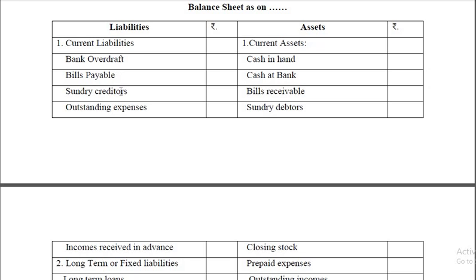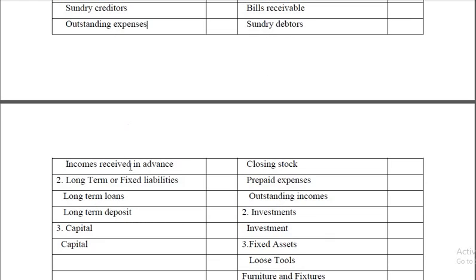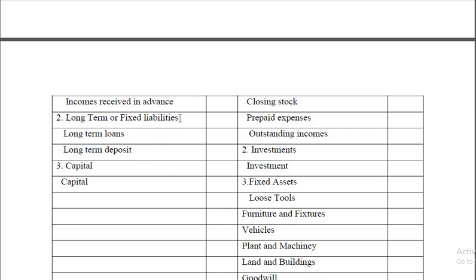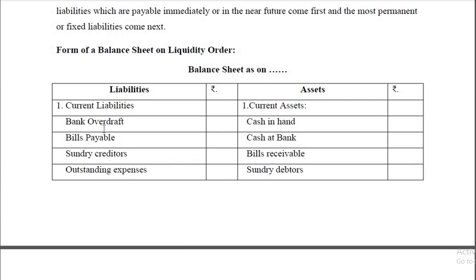Then bills payable, sundry creditors, outstanding expenses, income received in advance. All these will come to the liability side first. Then long-term or fixed liabilities, long-term loans and long-term deposit. The capital will come at the end. Actually, this is the order of liquidity.